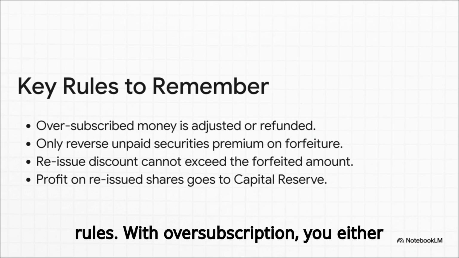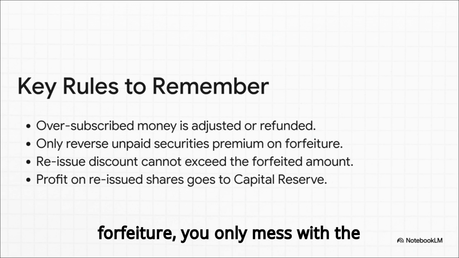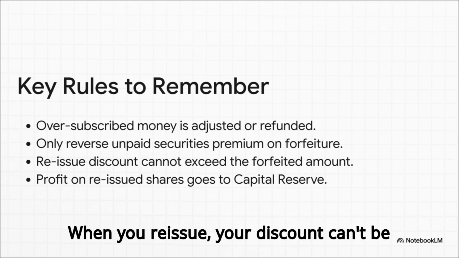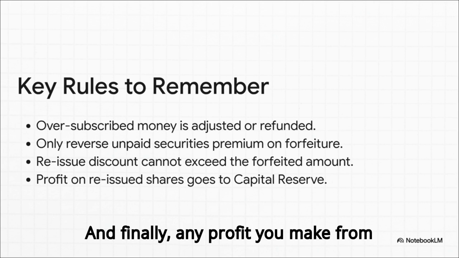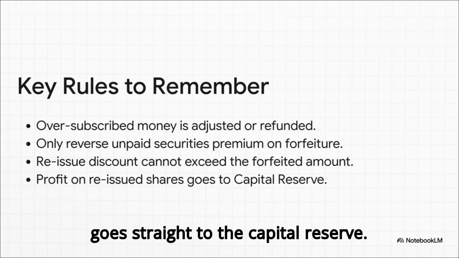So let's just do a quick recap of the big rules. With oversubscription, you either adjust the money or refund it. With forfeiture, you only mess with the securities premium if you never got paid. When you reissue, your discount can't be bigger than what the first person paid. And finally, any profit you make from reissuing shares is a capital profit. It goes straight to the capital reserve.